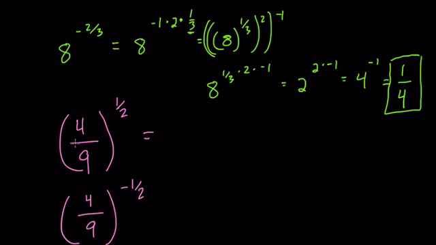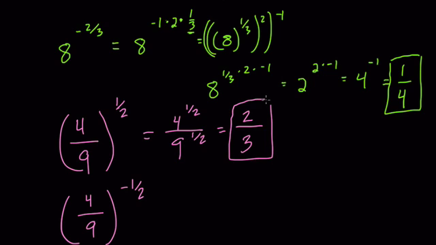So the 4/9 to the 1/2 power, you take the square root of the numerator, that's 4 to the 1/2, and then you would take the square root of the denominator, so it's 9 to the 1/2, and that gives you what? Well, 4 to the 1/2, the square root of 4, that's 2, because 2 times 2 is 4. And then the half root of 9, or the square root of 9, is 3, because 3 times 3 is 9. And you're done.